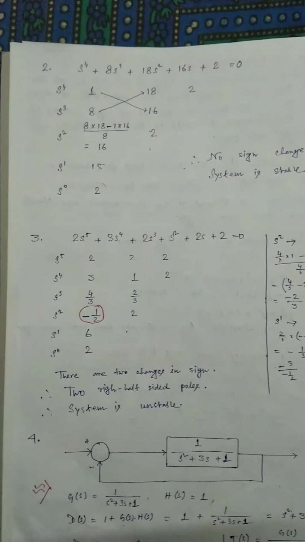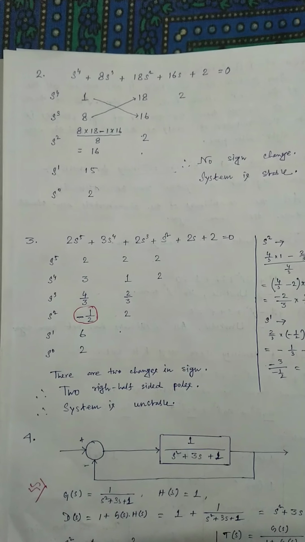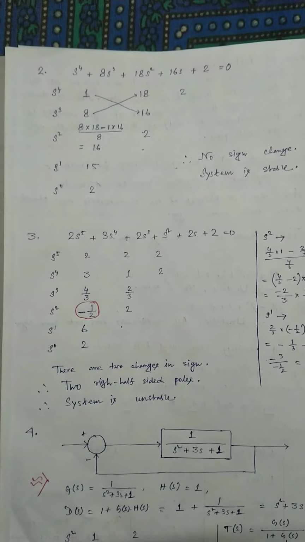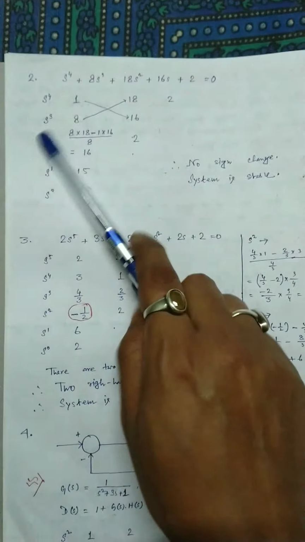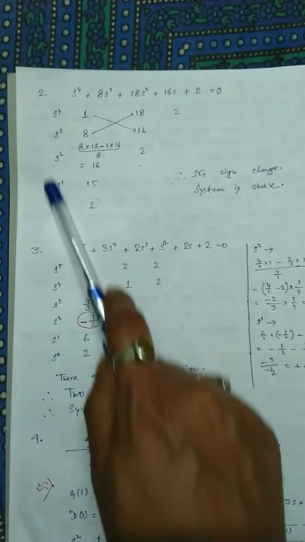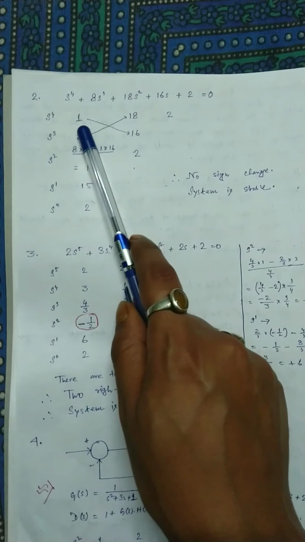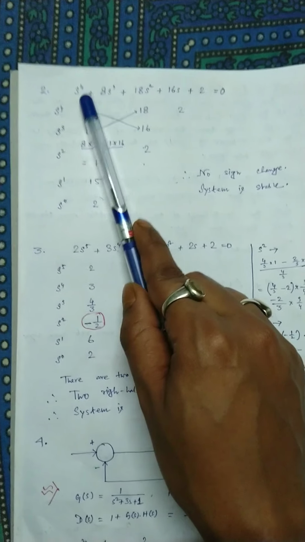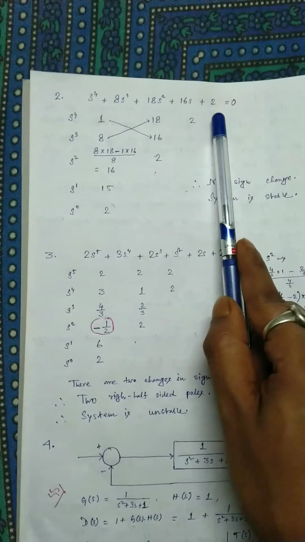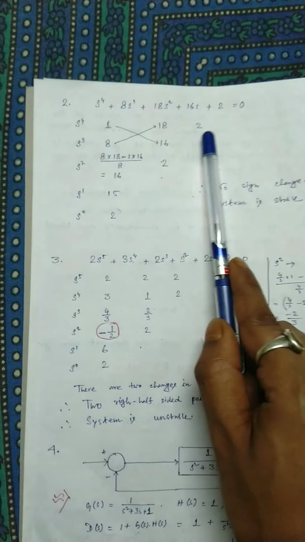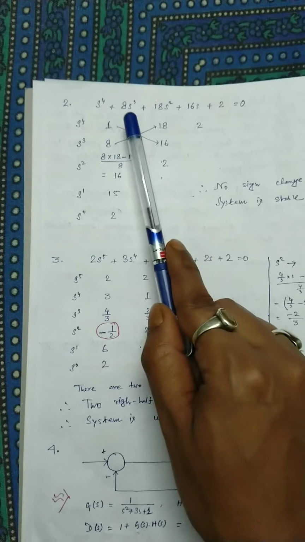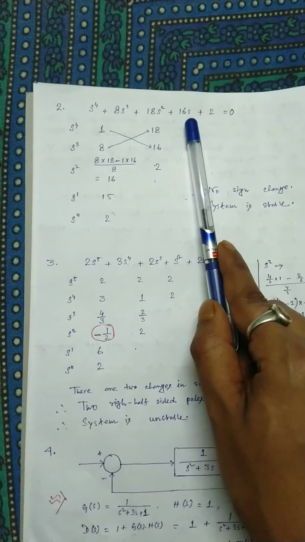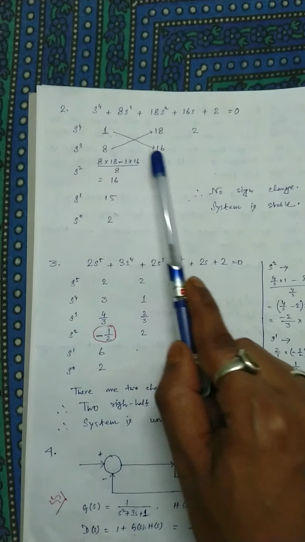This is the second example, s to the power 4 plus 8 s cube plus 18 s square plus 16 s plus 2 equals 0. So we can write s to the power 4 down to s to the power 0 here, and here we have to write the coefficient of s to the power 4, then the coefficient of s square, then the coefficient of s to the power 0, that is 1, 18 and 2. And in this row we have to put the coefficient of s cube, then the coefficient of s, that is 8 and 16.